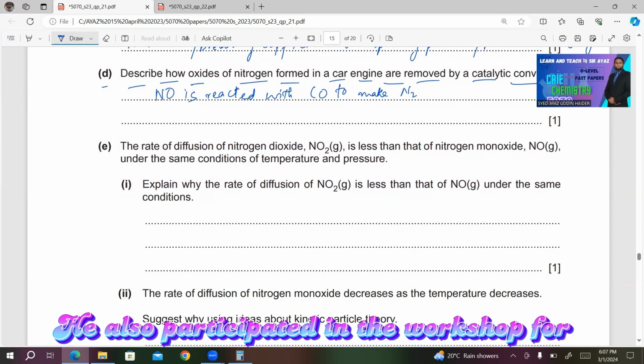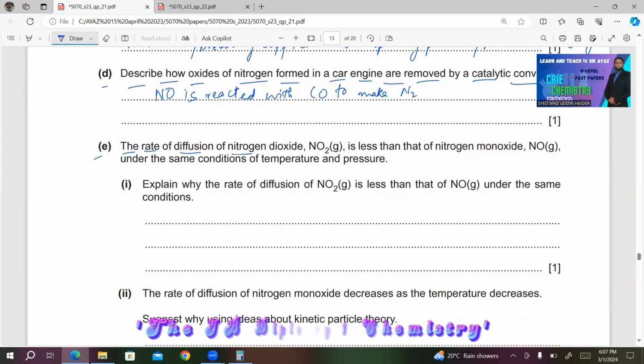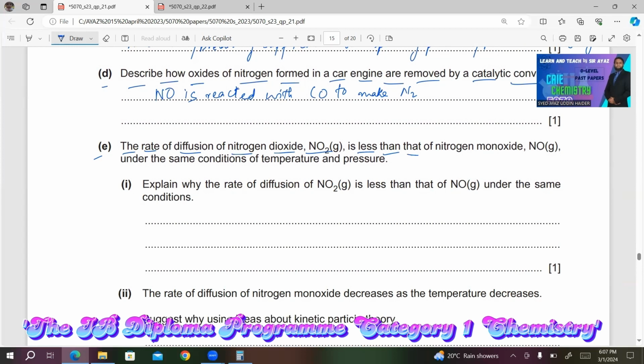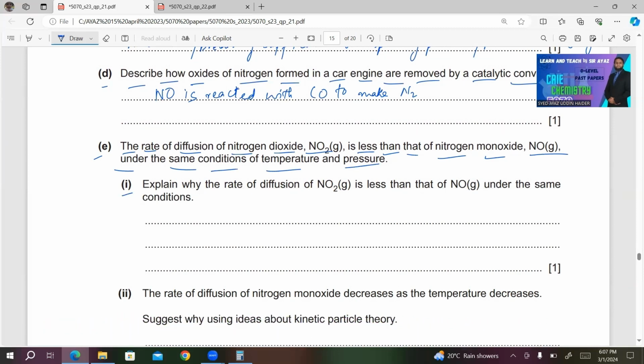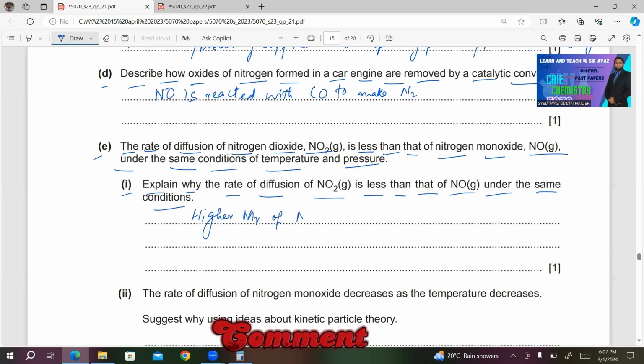Part E. The rate of diffusion of nitrogen dioxide NO2 gas is less than that of nitrogen monoxide NO gas under the same conditions of temperature and pressure. 1. Explain why the rate of diffusion of NO2 gas is less than that of NO gas under the same conditions. Simply, you will relate it to the Mr of NO2 or Mr of NO. So you write higher Mr of NO2, or lower Mr of NO.